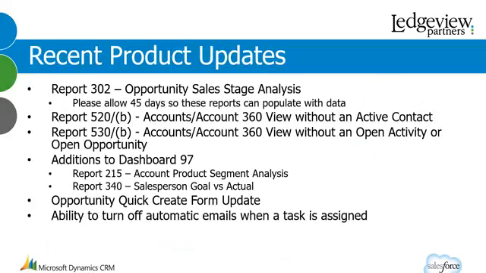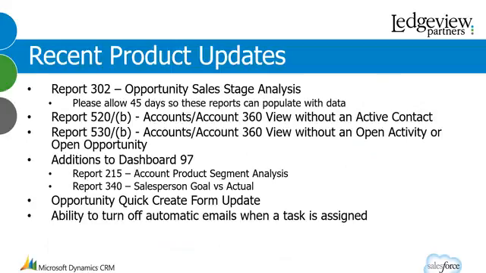Report 520 and 520B, it's an accounts or parent accounts with the child accounts rolled up. So it's accounts view without an active contact. This was really created to make sure that, one, your data is clean, and also you know any accounts that are out there that don't have any active contacts, and to be able to update that data quickly.